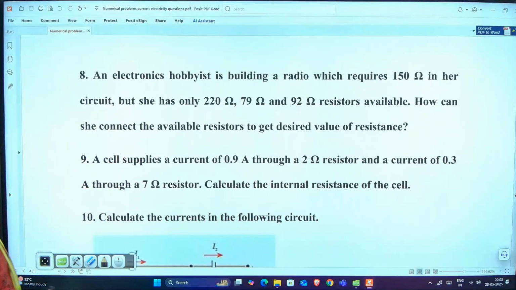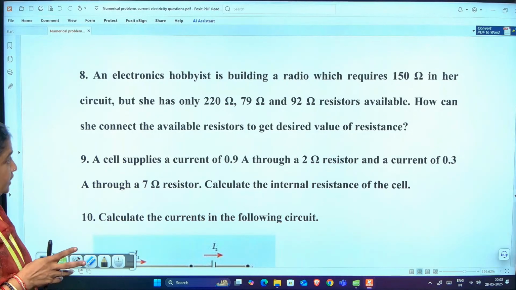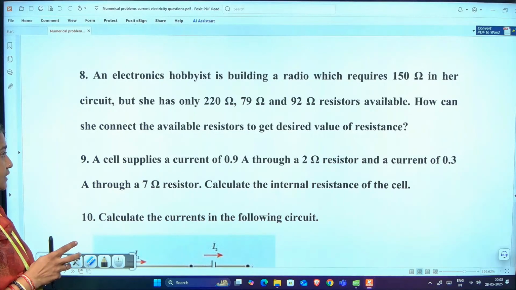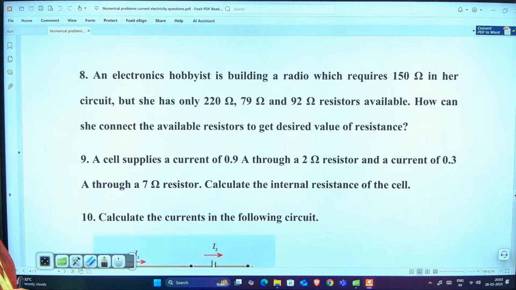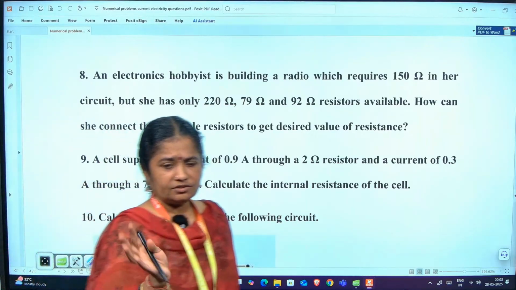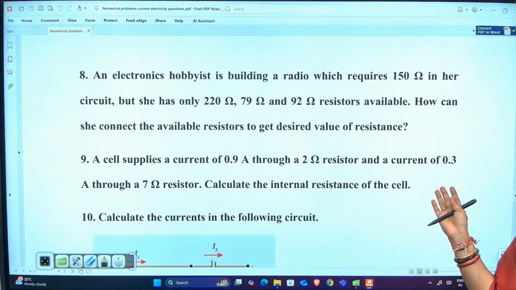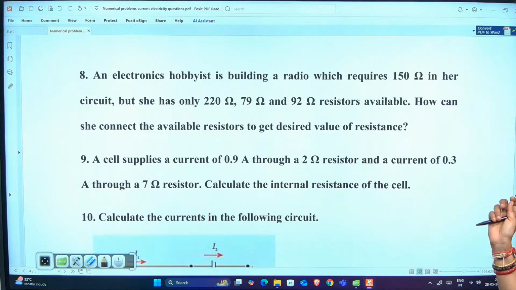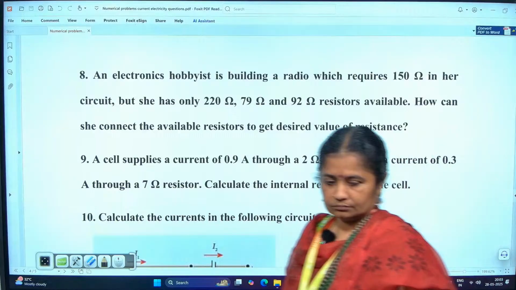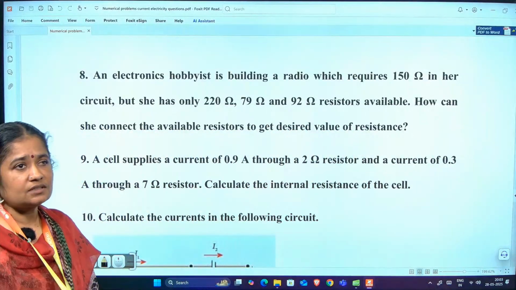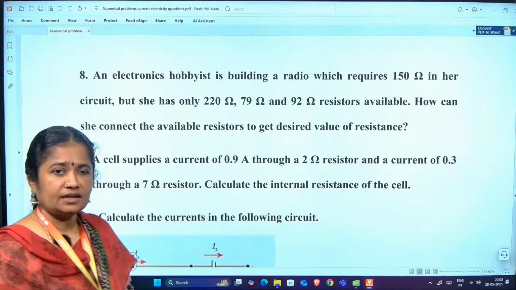Now, an electronic hobbyist is building a radio which requires 150 ohms in her circuit, but she has only 220, 79, and 92 ohm resistors. How can she connect the available resistors to get the desired value? You can try with series and parallel. The total answer should be 150. And the given resistors are 220, 79, and 92. Try parallel and series combination. Which resistors are to be connected in series and which resistors are to be connected in parallel?